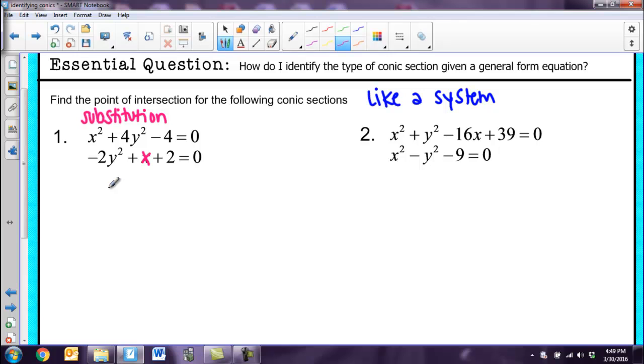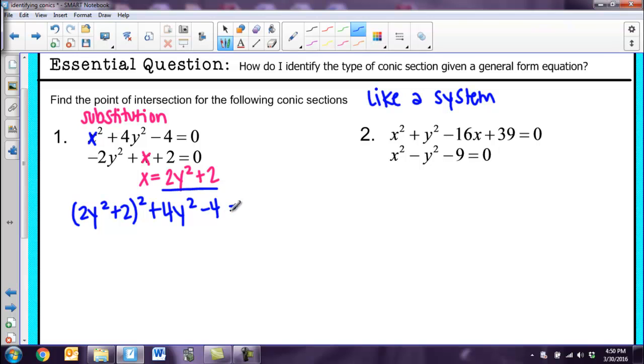In order to use substitution here, I'm going to have to solve for that not squared term. If I solved this equation for x, I would subtract 2 and add 2y squared. So x is equivalent to 2y squared plus 2. All I'm going to do is wherever I see x in my other equation, I'm going to plug in that expression. So I'd have 2y squared plus 2, and then since it was squared, we put a squared on the outside, plus 4y squared minus 4 equals 0.